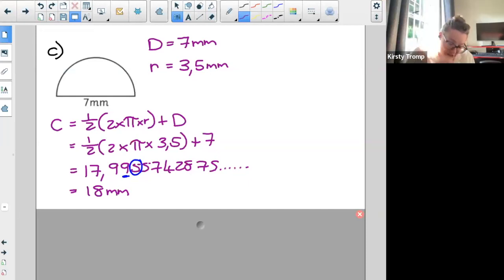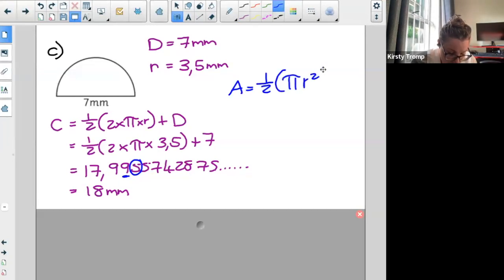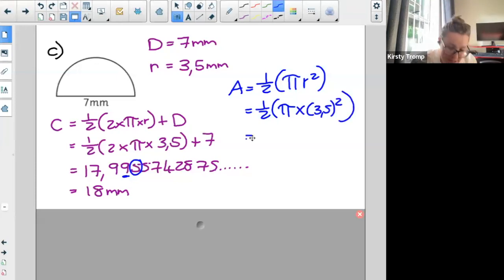Okay. All right, guys, let's go do the area. So I'm going to write area in a different color, and I'm going to put them over here. Area is going to be equal to half brackets pi r squared. So I've got a half times by pi times by open brackets 3,5 squared, close my brackets. Okay. All right, let's go calculate that, please. So go calculate it, put it on your calculators.